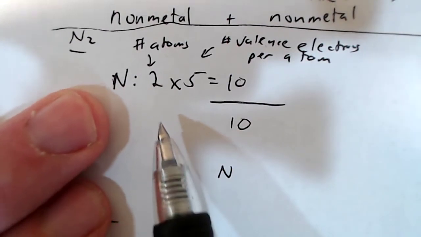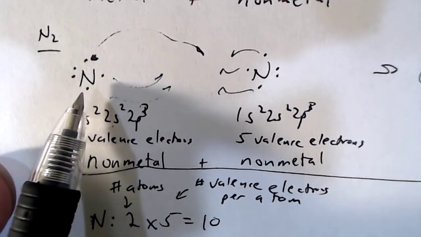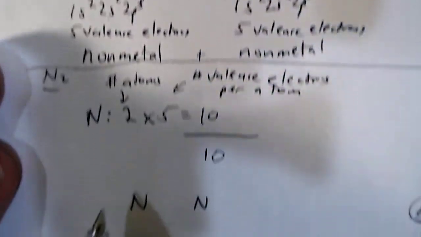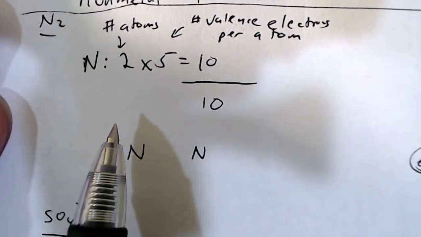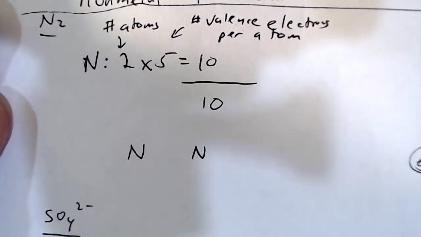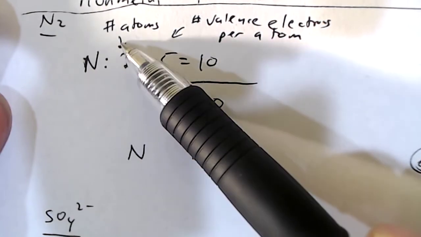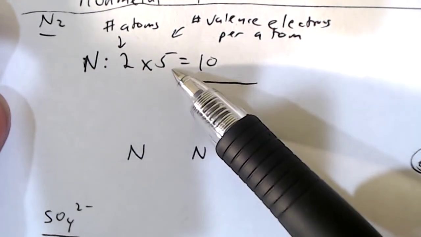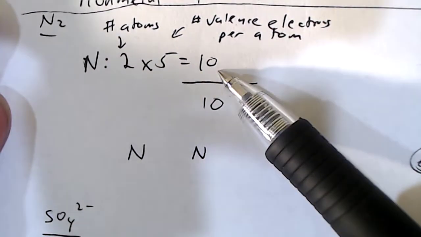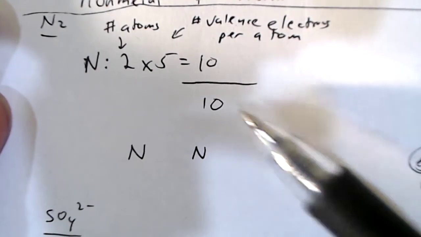Nitrogen, each of those, you recall from up above, each of them started with 1, 2, 3, 4, 5 valence electrons. There were 2 of them, so there were a total of 10 of those Lewis dots to play with. You can also calculate that by saying there are 2 atoms of nitrogen, each one has 5 valence electrons, so 2 times 5, a total of 10 valence electrons to play with. That's the number that are available.